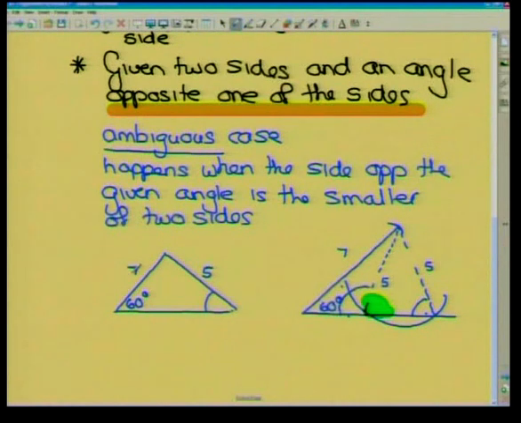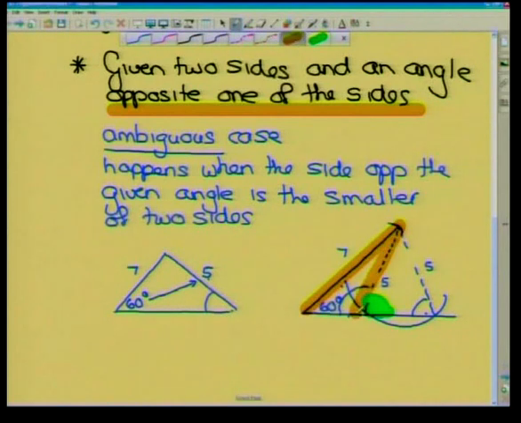Here's a quick example. The one opposite the 60 degrees is 5. It's the smaller one. So if I drew it accurately, this is the kind of thing that would happen. And I would have the possibility of two possible triangles. This one over here, which as you can see is obtuse angled, and this one over here, which you can see is acute angled. Okay, so that brings us to the end of when we use sine rule. So let's move across now and look at when we use cos rule.